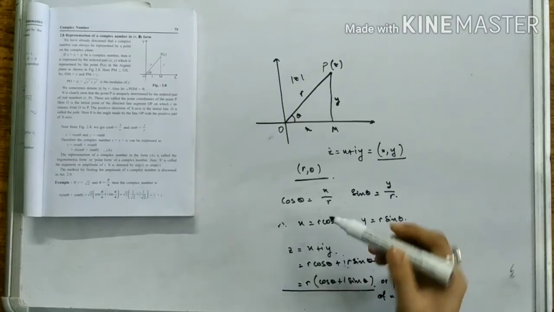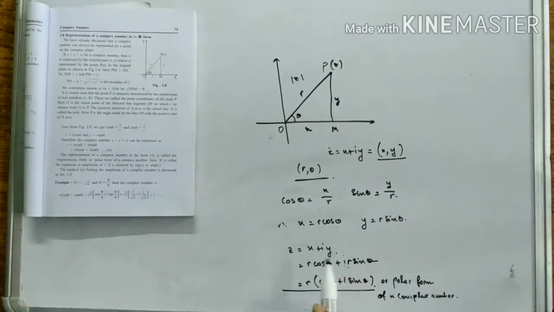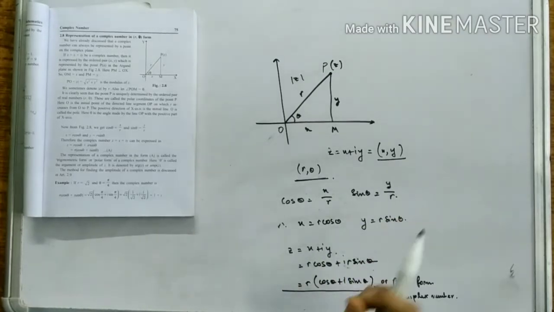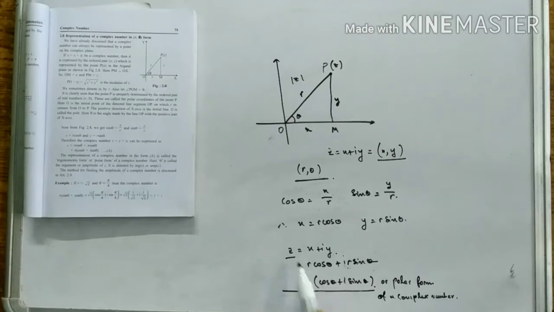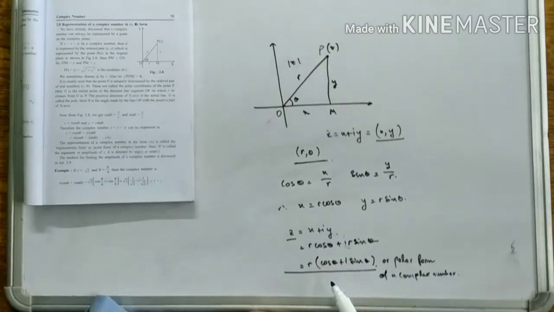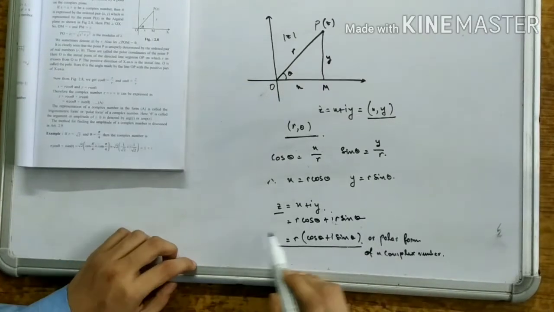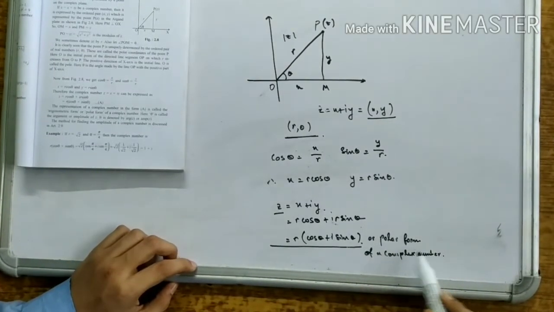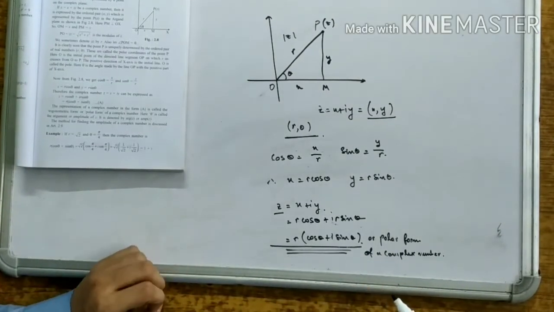So if I express a complex number in polar form, then it becomes z is equal to r (cos theta plus i sine theta). This is how we represent a complex number in polar form.